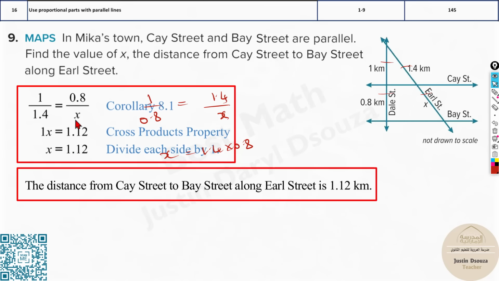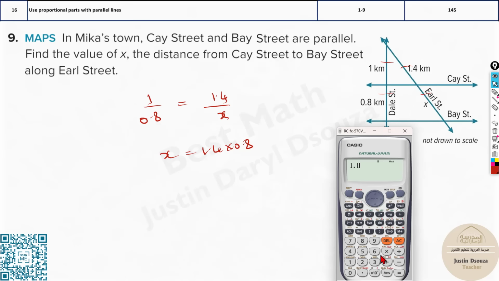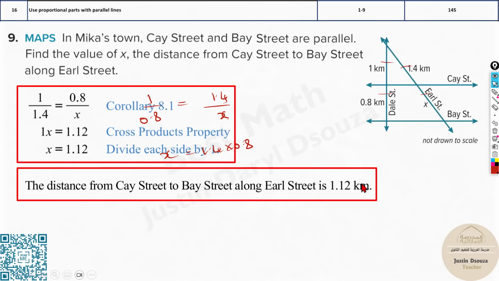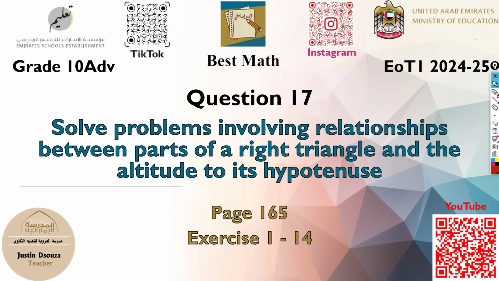Now here you can see they have written the proportionality differently, 1 by 1.4 and 0.8 by x. It's the same as this one. So I'll just show you. If you do 1.4 times 0.8, it should be equal to 1.12 and the answer will be the same. So that's the distance. And that's the end of question 16. Another easy question. Just look into the figure, understand what the x value is, and accordingly write the proportionality statement and solve it. In question 17, we will solve right triangles and use the relationship between its altitude and hypotenuse.